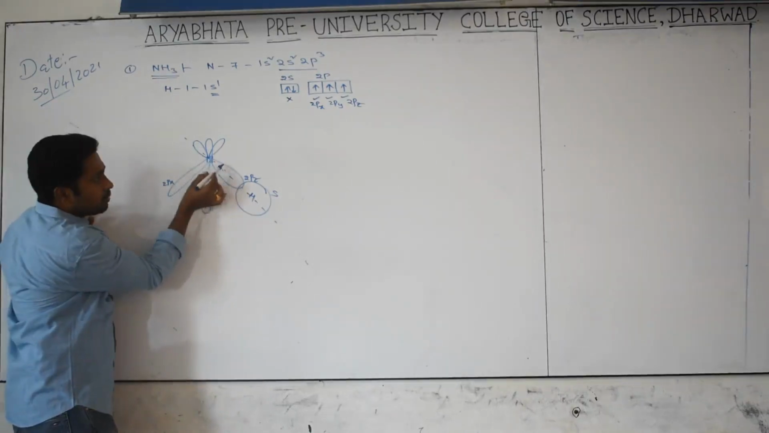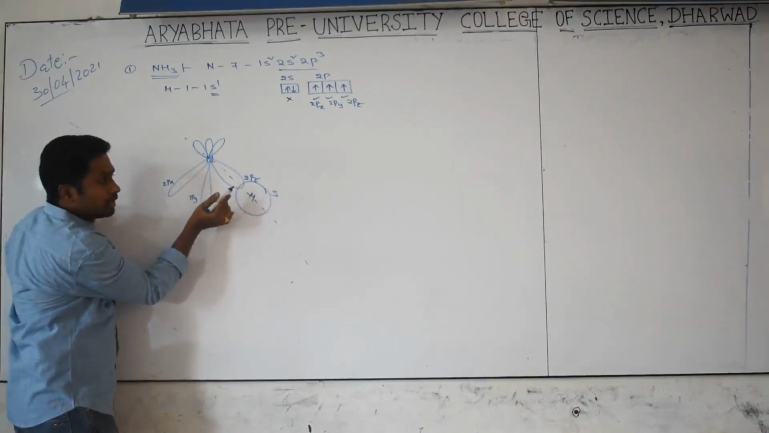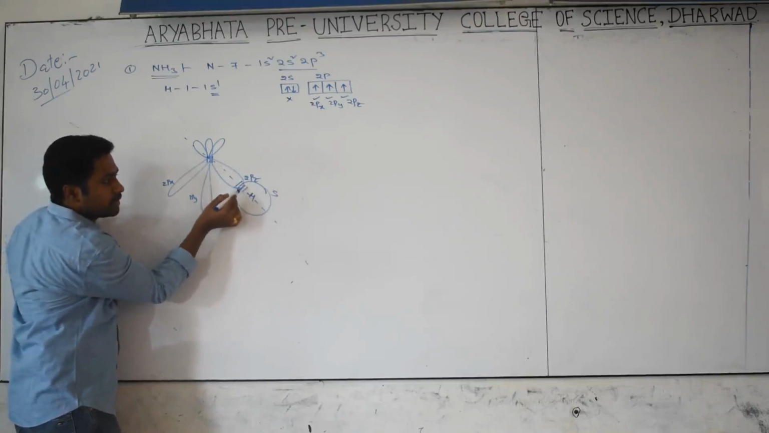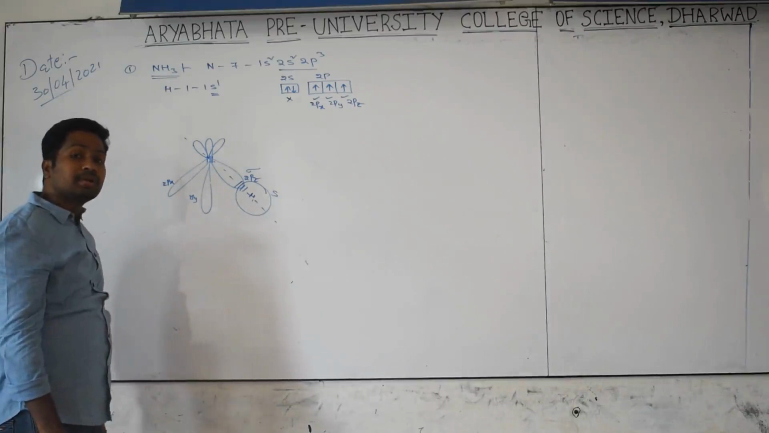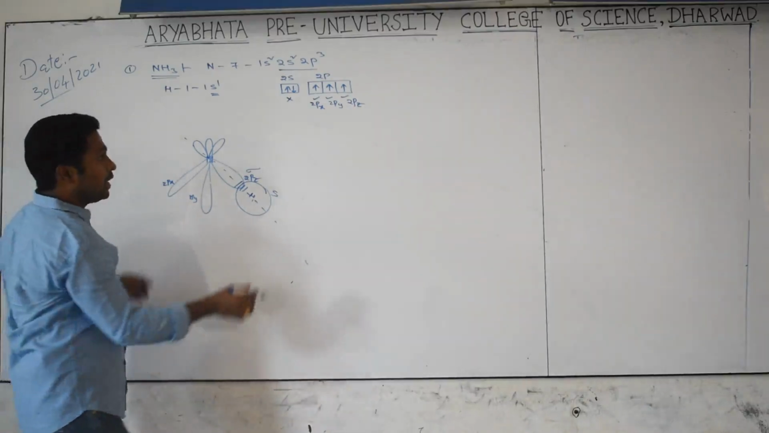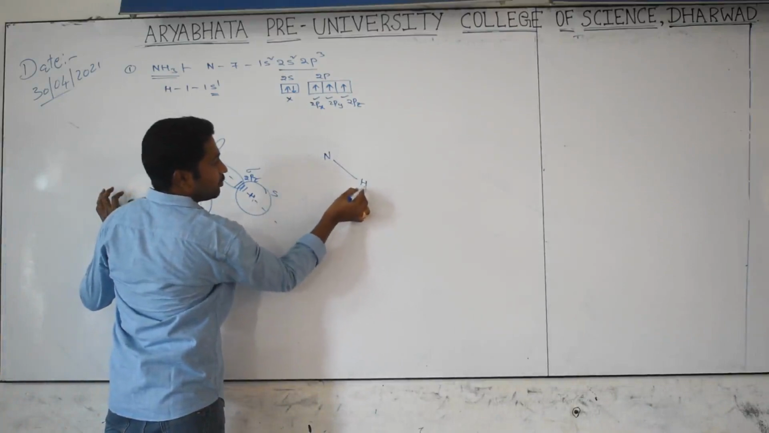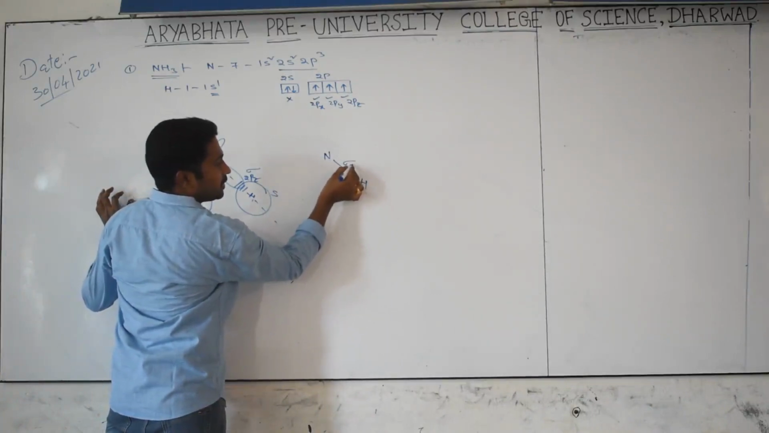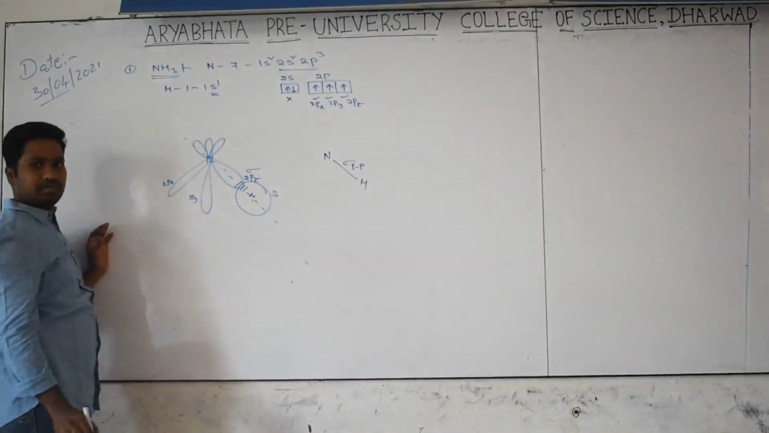The p orbital of the nitrogen atom and the s orbital of the hydrogen atom come along the internuclear axis, and overlapping takes place. That is called a sigma bond. Internuclear axis overlapping is called a sigma bond. I will show that one here. The nitrogen-hydrogen bond formation is a sigma bond, nothing but sp overlapping, s of hydrogen and p of nitrogen.